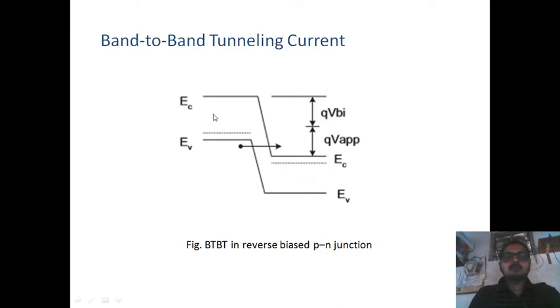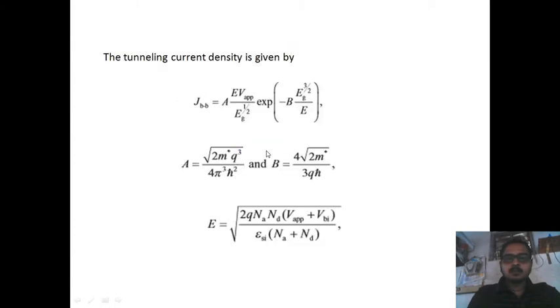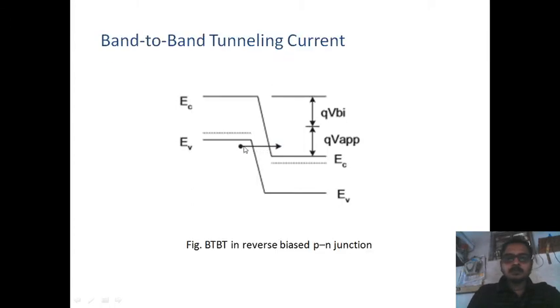Okay, when the electron jumps from the valence band of p type to the conduction band of n type, that is called the band to band tunneling current in parasitic diodes. That is the band to band tunneling current. See here, it is the valence band, then it is the conduction band. The electron jumps from the valence band to the conduction band.